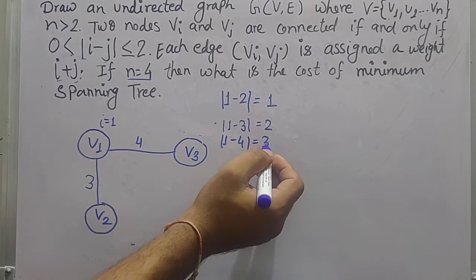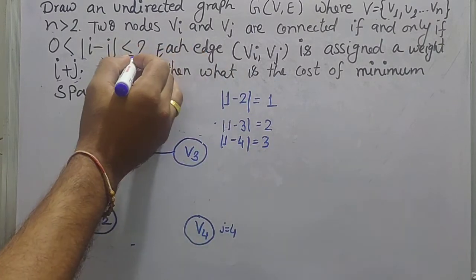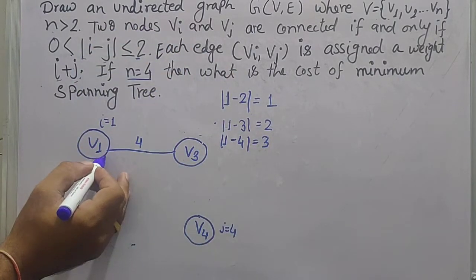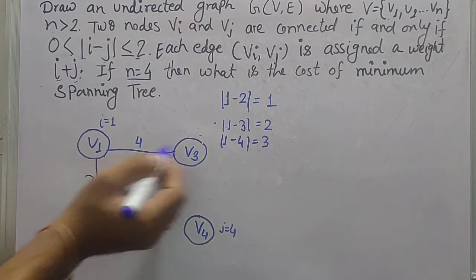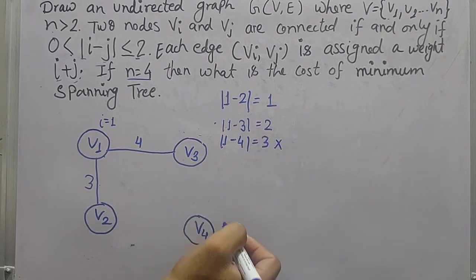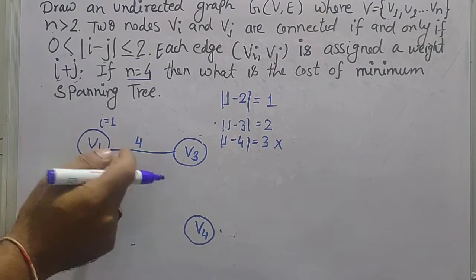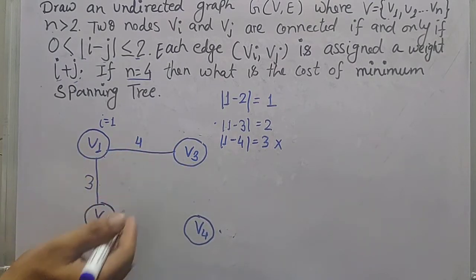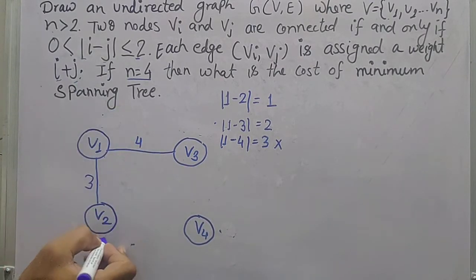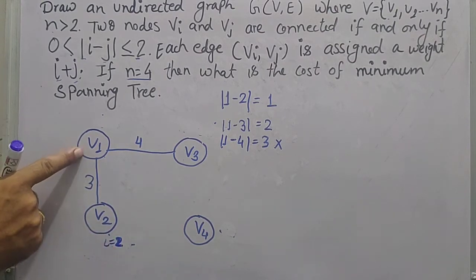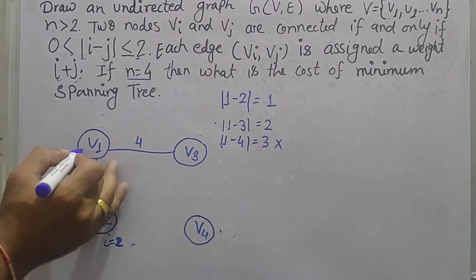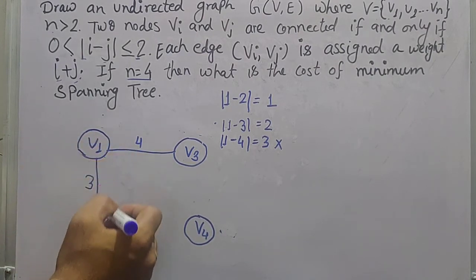So this value is not satisfying this condition, so this edge from V1 to V4 will not exist. Okay, now we have checked all the possible edges from V1. Now check from V2. So in this case I am saying this is my i is 2. First check this edge V2 to V1, we have already drawn it, so it exists.